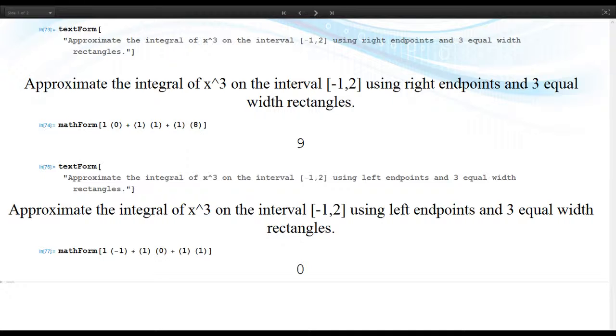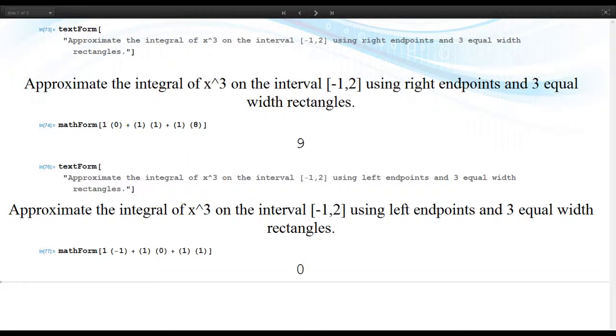Now, if we had more boxes, we would get a better approximation of the area under the curve. But 3 boxes is not a very fine partition. It's a very, very coarse estimate. And that's why 0 and 9 seem so far apart for such a narrow region from -1 to 2.